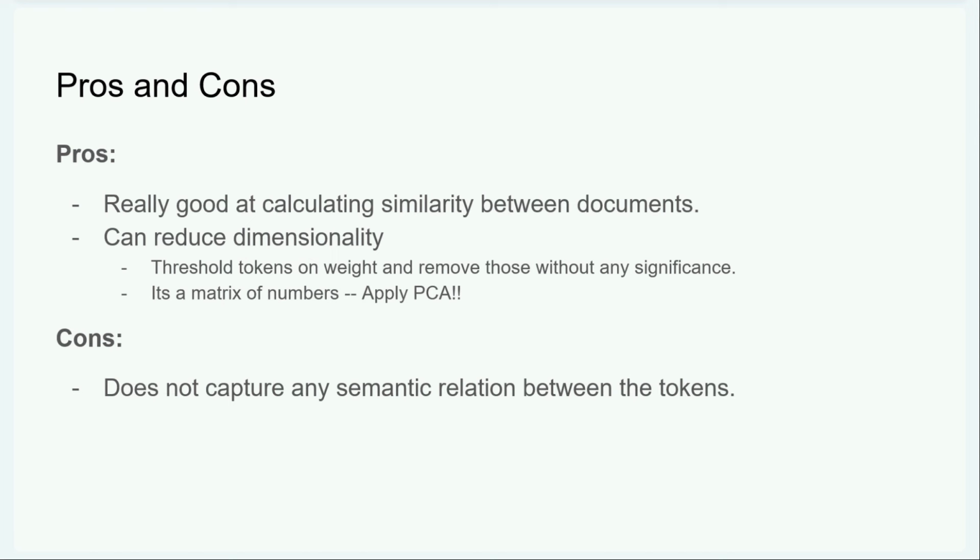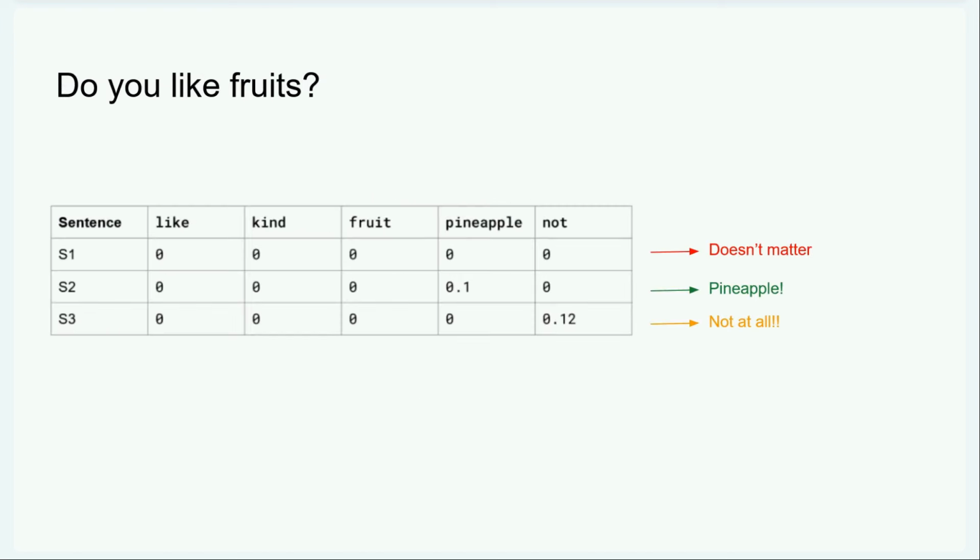So the first thing is that it is really good at calculating similarity and dissimilarity between documents, because as we saw, it sort of suppresses the words that are common between the sentences and do not provide any information, and they highlight the words which are different between two sentences or documents. Now you can also reduce the dimensionality of your vectors. How can you do that?